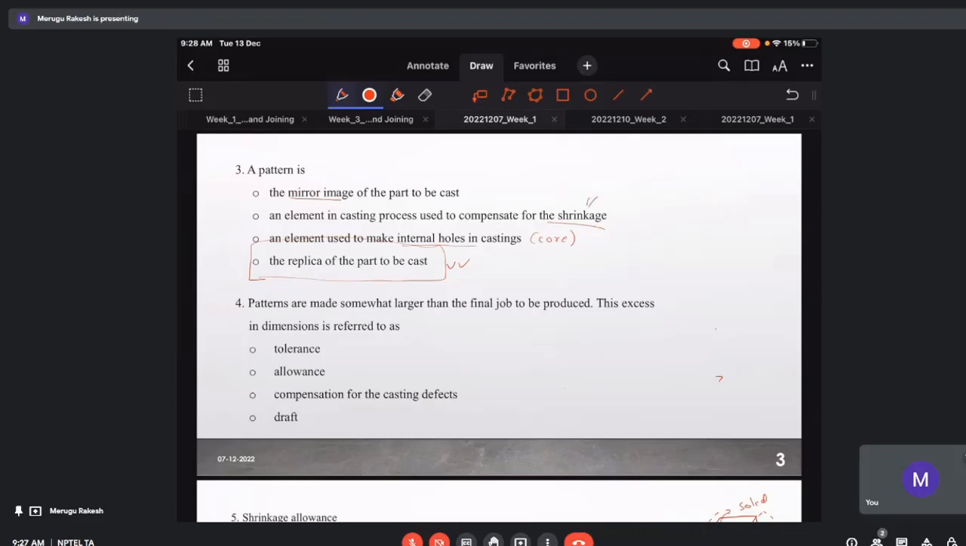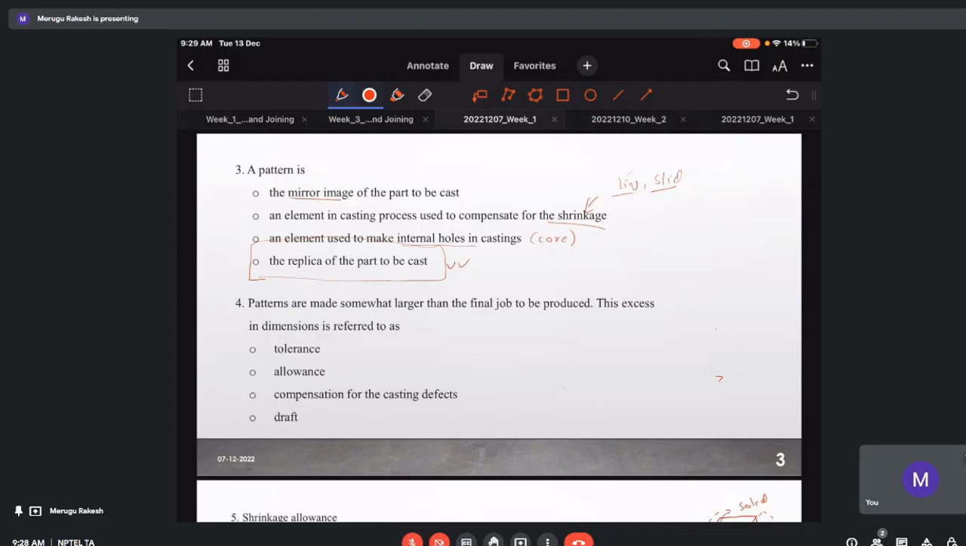When it comes to shrinkage, generally we have solidification shrinkage, liquid shrinkage and solid shrinkage. Only for liquid shrinkage can we use a riser, whereas for solid shrinkage we have to use a pattern. He did not mention which type of shrinkage, but that is not the main goal of using a pattern. The main goal of using a pattern is to get the casting product, and these are the additions for this pattern: compensation for shrinkage, machining allowances, and all of these things.